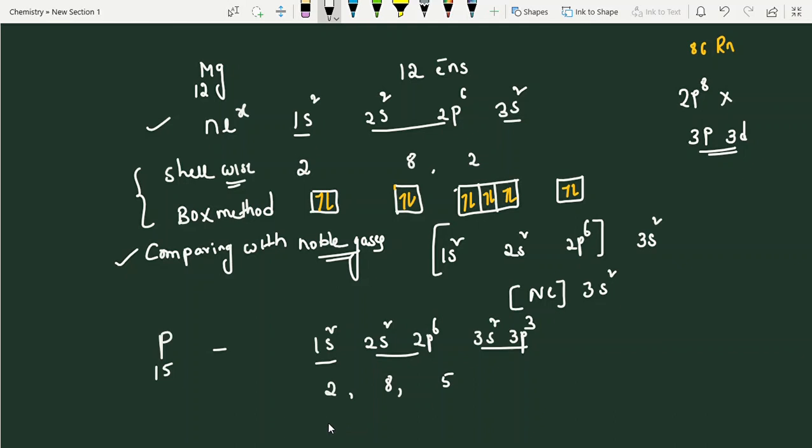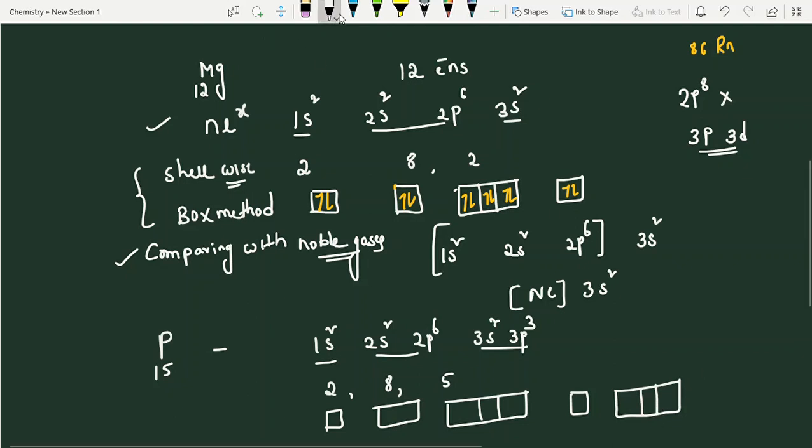Now what is the third method? Box method, right? 1s means one box. 2s also one box. And 2p, how many boxes? Yes, three boxes. 3s means one box. 3p means again three boxes. First you have to write the boxes. Then filling electrons, again we have to follow the rules. Two electrons means one above, one below. This is 1s, this is 2s, this is 2p, this is 3s, this is 3p. That's all. You can fill the electrons. Do it.